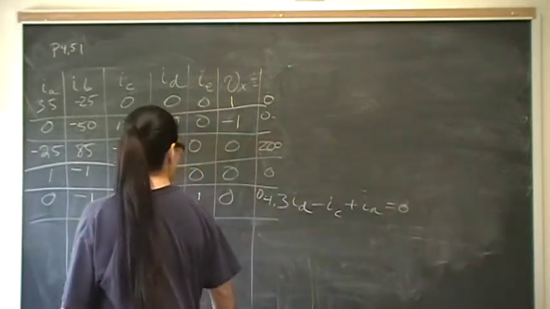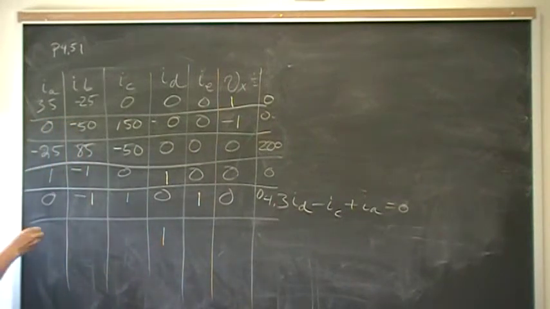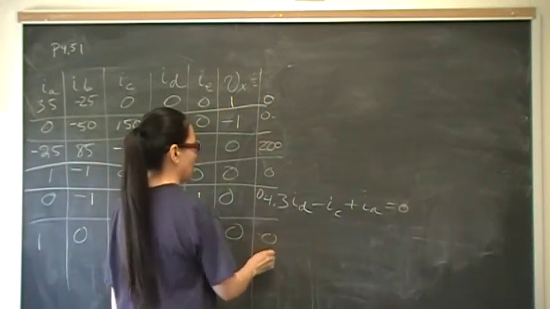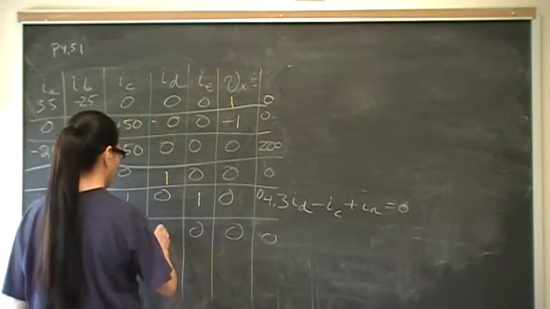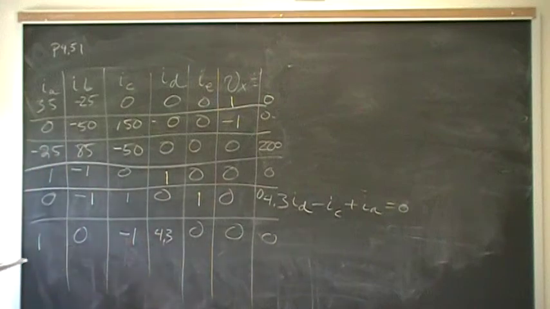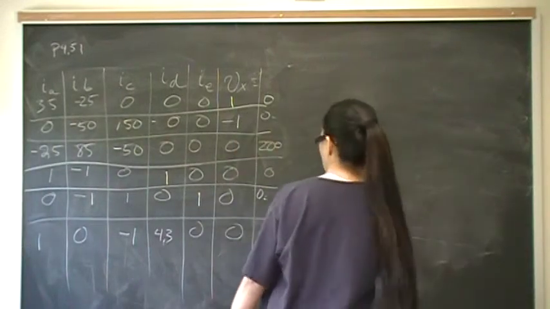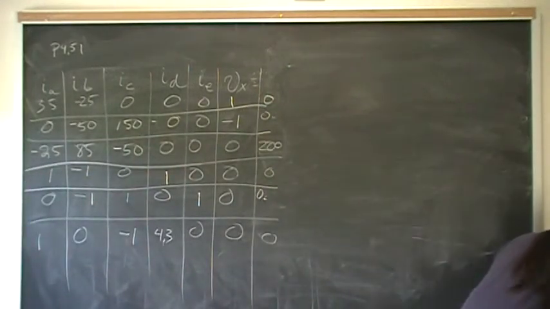And then the last one is I got 1 for ID, negative 1 for IC, and 1 for IA. Oops, 4.3 for ID, excuse me, 4.3. That should be 4.3. So negative 1, positive 1, and negative 0.3. Okay, so now we're going to put this matrix into our equations, our simultaneous equation solver.